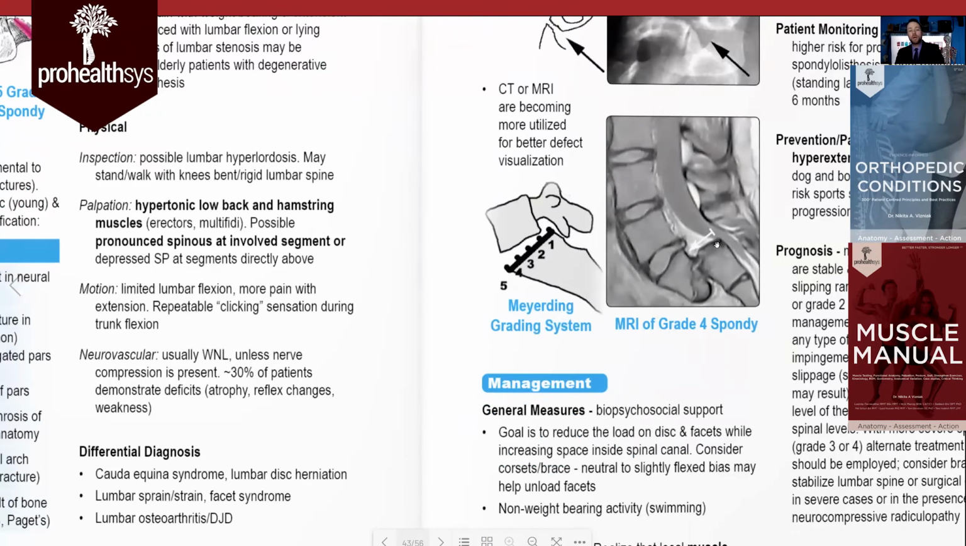But the one that you really want to pay attention to is this Meyerding grading system. How far does that vertebra slide forward? It's a scale from 0 to 5, and each grade is a 25% slide. So if it's a grade 1, it could be anywhere from 0 to 25%. Grade 2, 25 to 50. Grade 3, 50 to 75. Grade 4, 75 to 100. And if you are at 100% slippage, you are into this grade 5 on the Meyerding scale, which is a spondylolisthesis, where the whole spine actually slides right off of the sacrum. And that is significant instability right there.